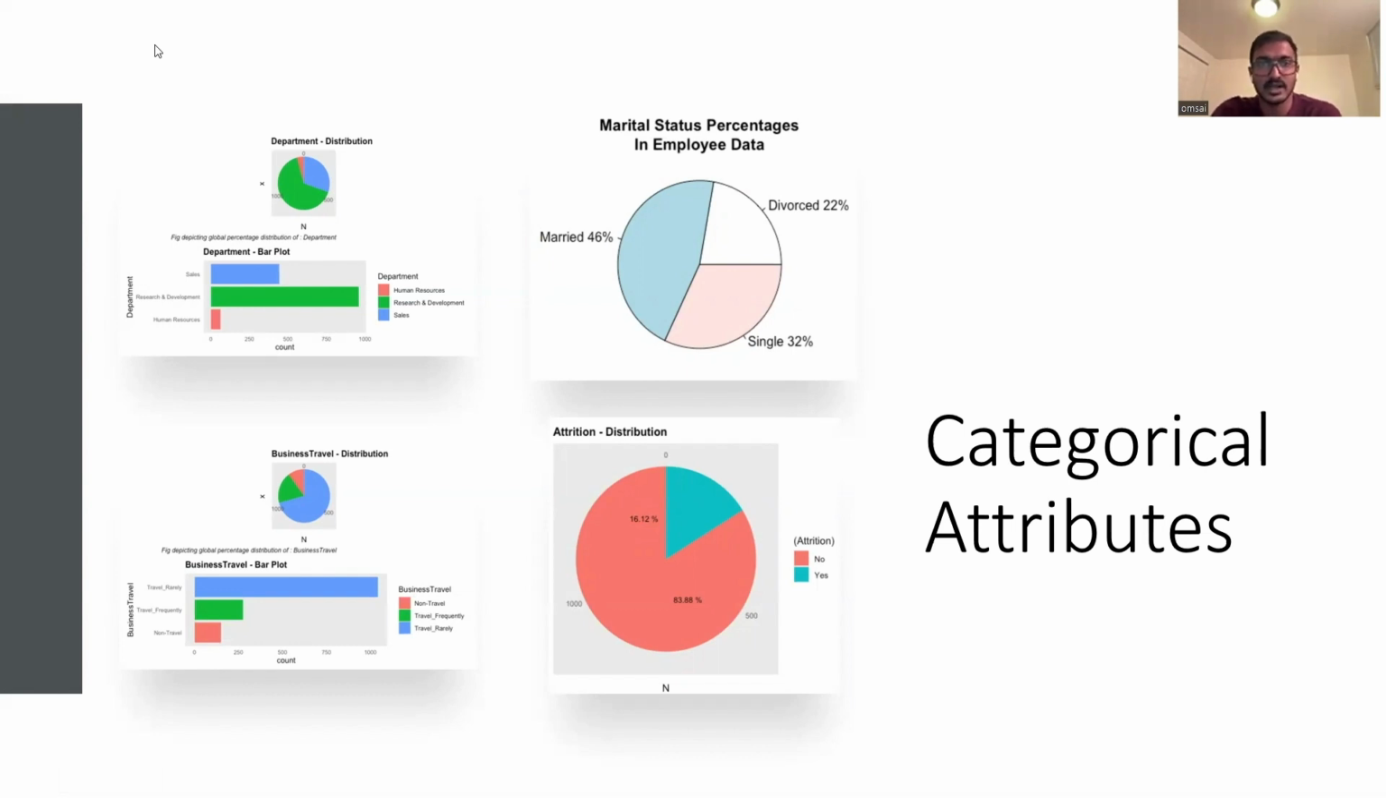Coming to the marital status of the employees, about 46% of the employees were married, 22% were divorced, and 32% were not married. Coming to the department distribution, the research and development department has the most people who churned. Maybe it may be because of the infrastructure or income related issues. Coming to the travel distribution, most of the employees don't travel frequently, they travel rarely.